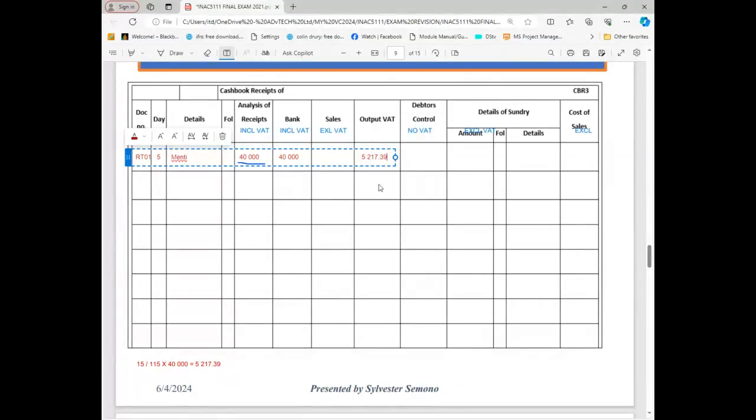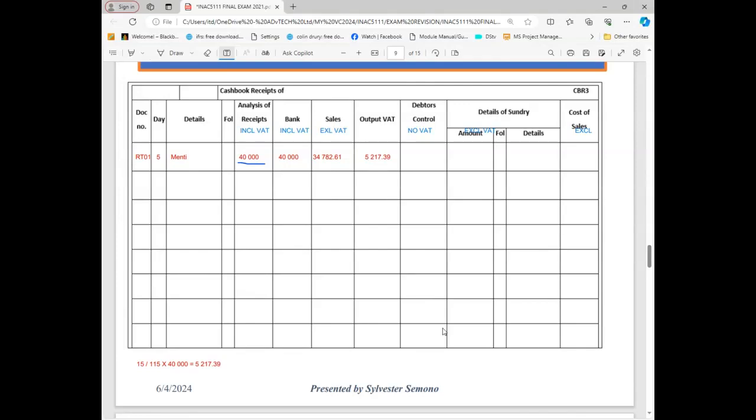I prefer to calculate VAT first because it is easy. After doing that, I just take 40,000 and I minus this amount. Now, I just say 40,000 minus 5,217.39. When I do that, I get 34,782.61. Can you see now? It is very easy if you do it like this.